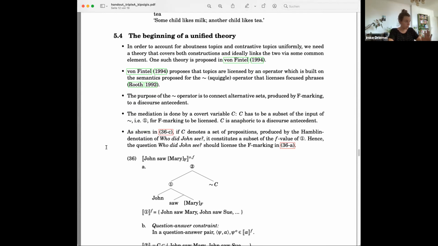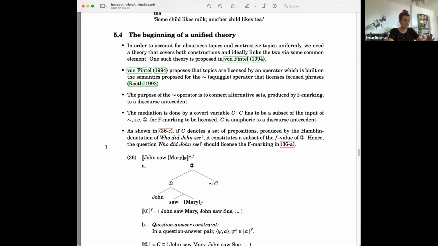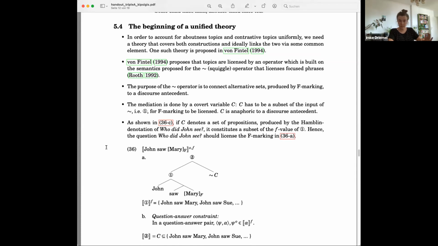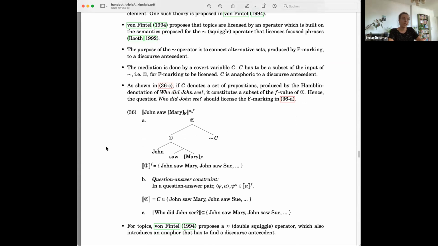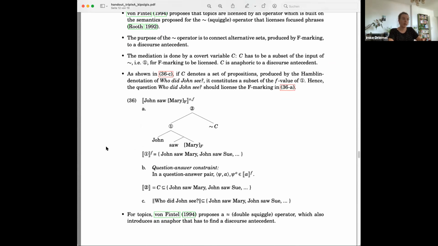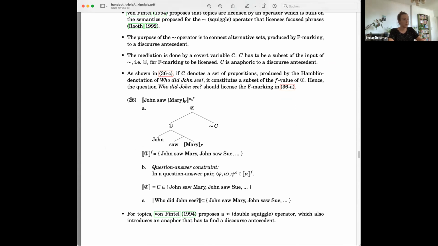First, we're going to explain to you what the squiggle does, because then it's easier to understand what the topic operator does. The purpose of the squiggle operator is to connect alternative sets produced by F marking to a discourse antecedent. And this mediation is done by a covert variable C. You have here an example of a single focus sentence, John saw Mary. That would be felicitous in a context answering a question like, who did John see? And what you see here is that the squiggle introduces the C variable.